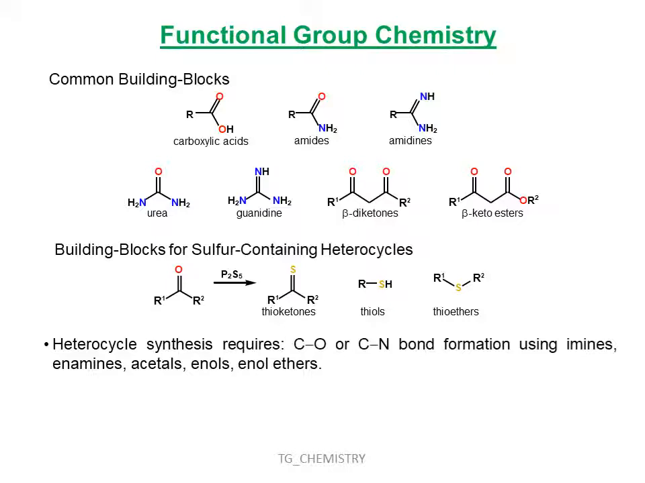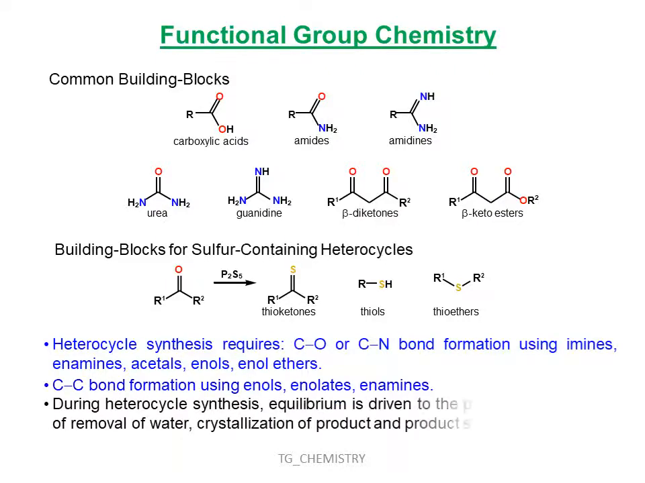And the heterocycle synthesis will require carbon-oxygen and carbon-nitrogen bond formation, where we have to use the imines, enamines, acetals, enols and enol ethers whose chemistry I just discussed. An important point is the C-C bond formation, which will involve the enols, enolates and enamines specifically. And during the heterocycle synthesis, equilibrium is driven to the product side because of the removal of water, which is a very important driving force for the reaction to completion, along with the cyclization of the product and the product stability, which can be determined by gaining aromaticity.